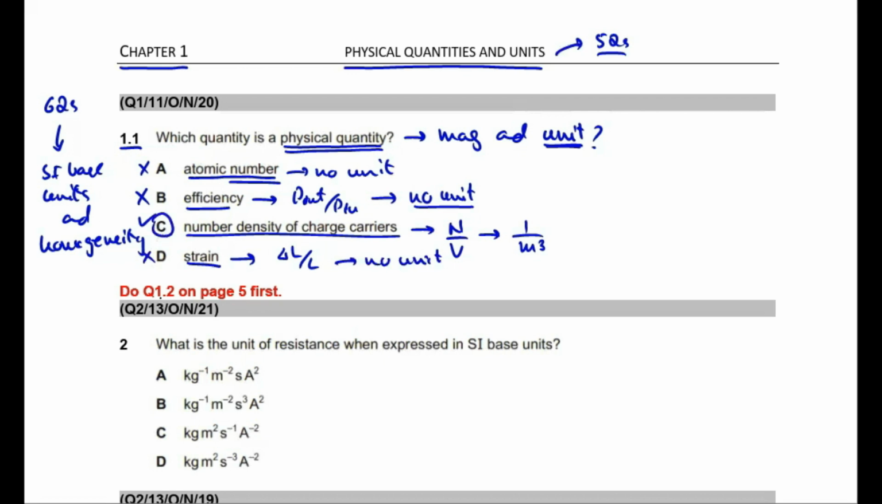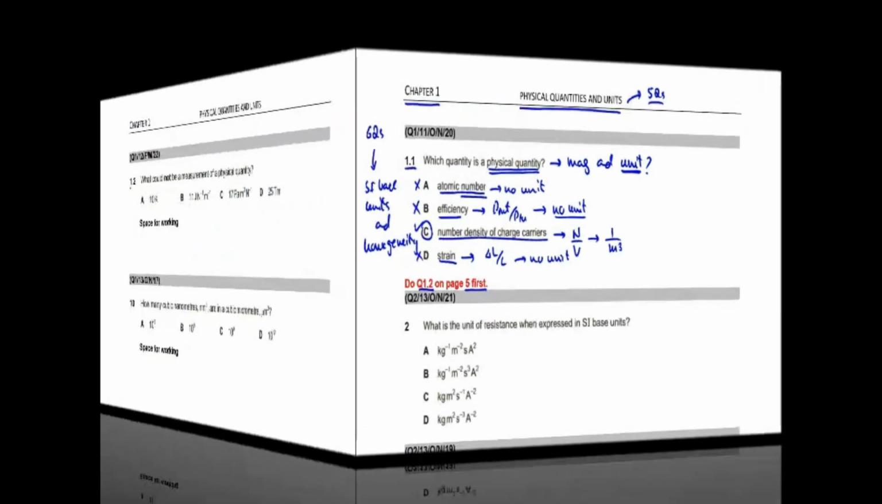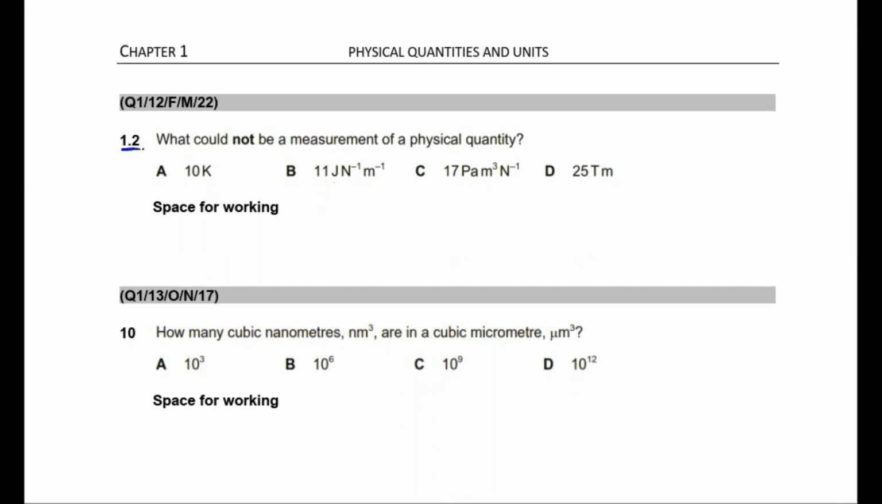Let's do the next question. Question number 1.2 on page number 5. Students, question number 1.2 says, what could not be a measurement of a physical quantity? Students, we know that a measurement of a physical quantity consists of a magnitude and a unit, right? Now, option A is 10 Kelvin. Now, 10 is the magnitude and Kelvin is the unit. So 10 Kelvin is a measurement of a physical quantity, right?